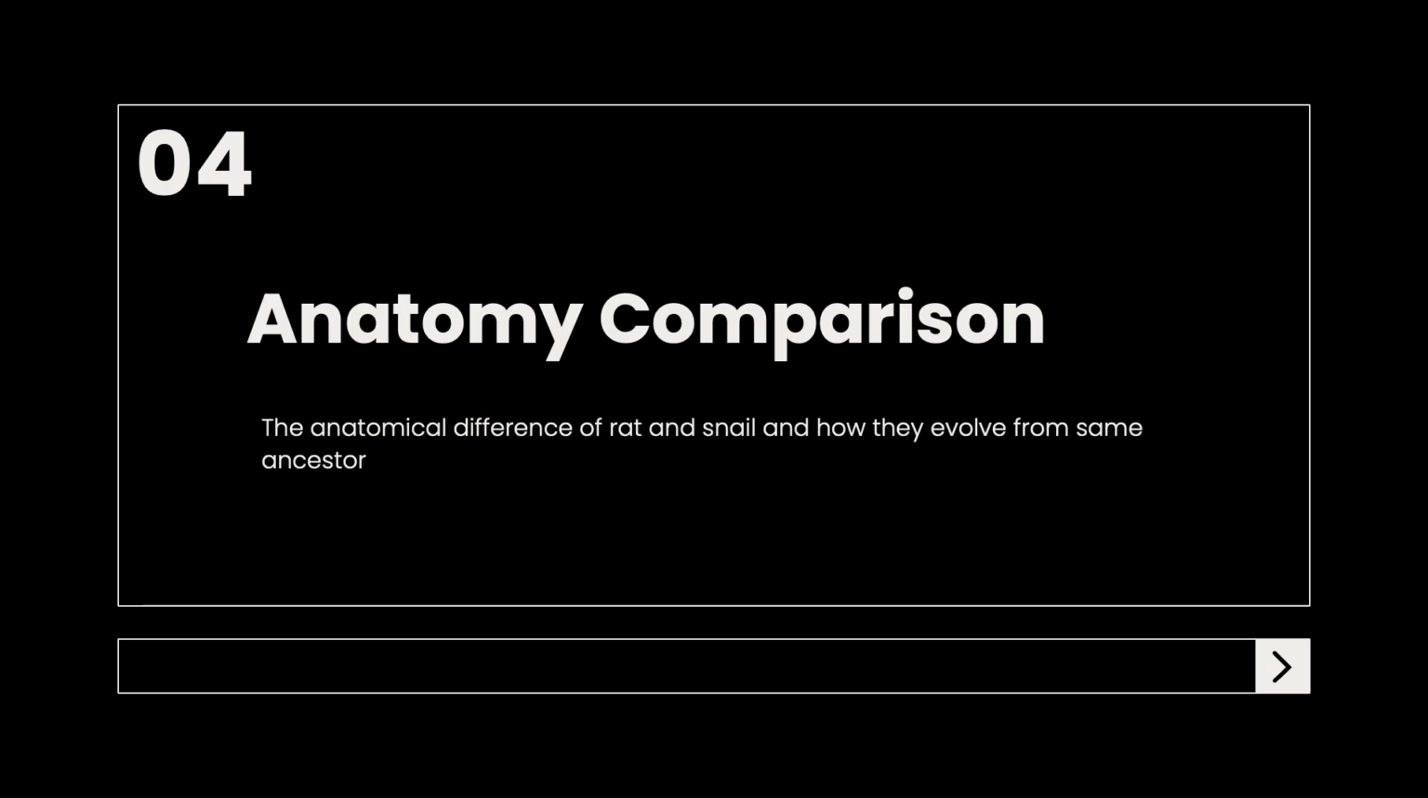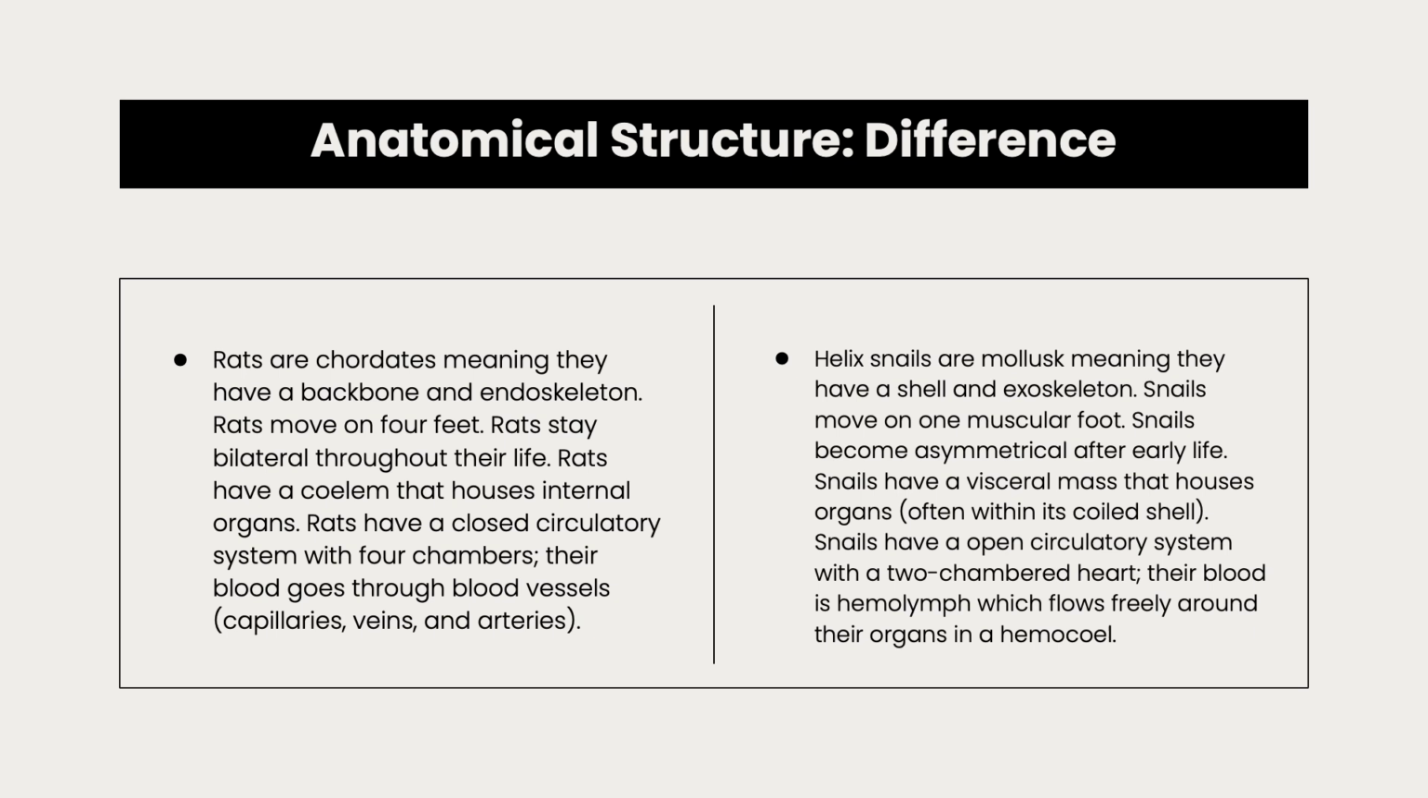And in the anatomy comparison for rats and snails, they basically evolved from the same common ancestor, and their anatomical structure differences are rats being chordates, they have a backbone endoskeleton, while snails are mollusks, they don't have that vertebrate backbone, and they have a shell instead and an exoskeleton. And snails have one muscular foot, rats move on 4 feet, rats are bilateral throughout their entire life, and snails are bilateral only in the beginning and then become asymmetrical after their early life. Rats have a coelom that houses their internal organs. Snails actually have a visceral mass, which is a different body cavity that houses all their organs.